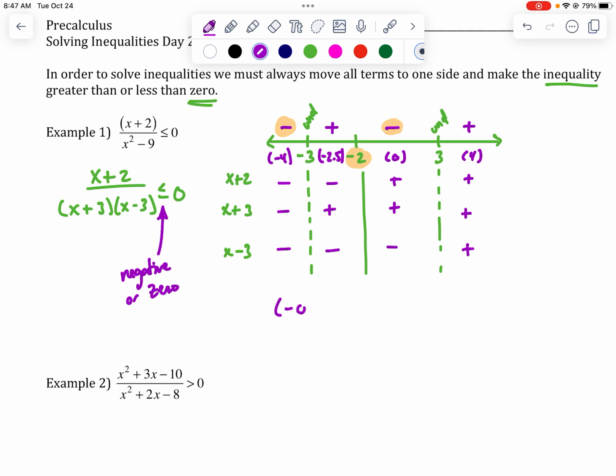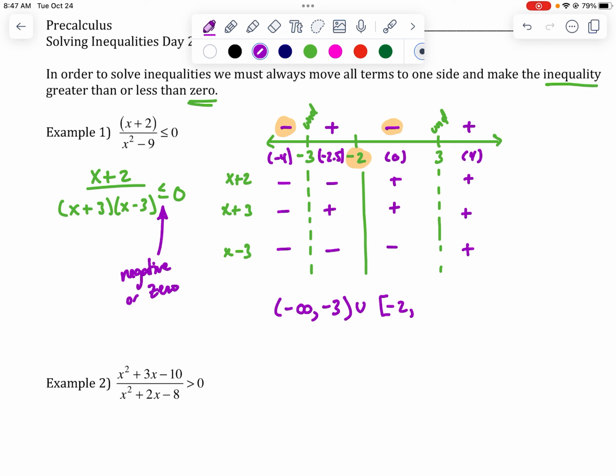So from negative infinity until I get to negative 3, but I can't include negative 3 because that is broken there, right? So I wouldn't want to include it. Then it starts back up again at negative 2. Negative 2 we can include because that would make the top 0, and 0 on the top is fine.